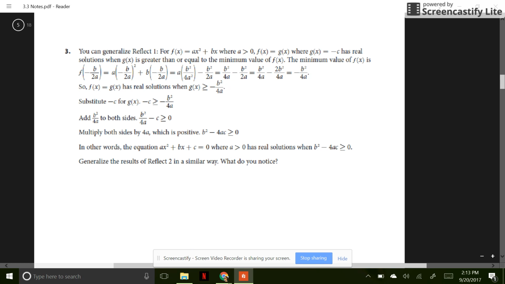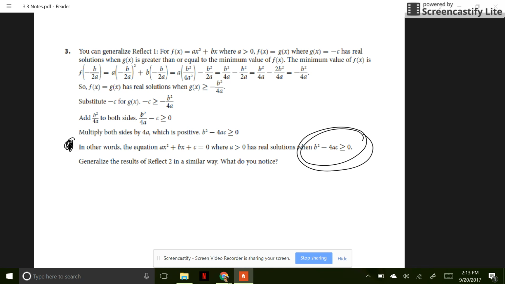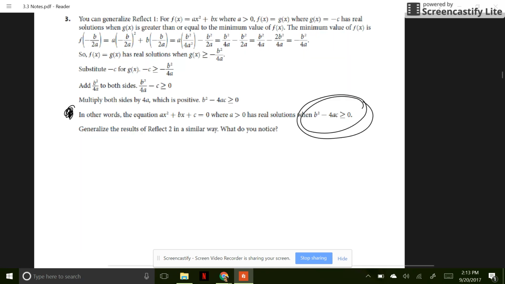So we can generalize some stuff from this. The main thing we're trying to get to is right here. The equation ax squared plus bx plus c equals 0, where a is greater than 0, has real solutions when b squared minus 4ac is greater than 0. Okay, so that's the key thing that we're looking at there.